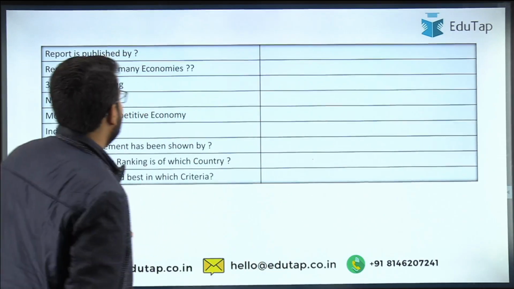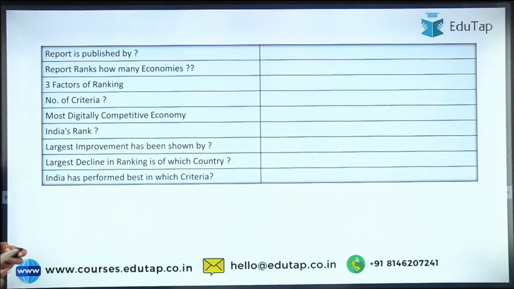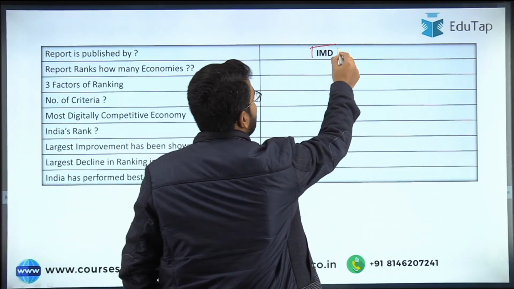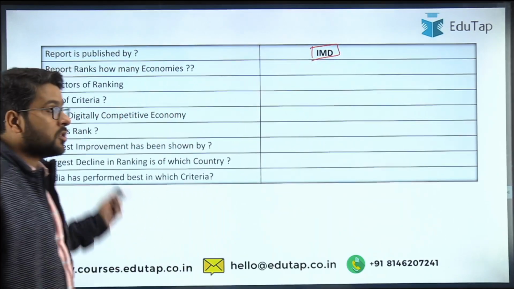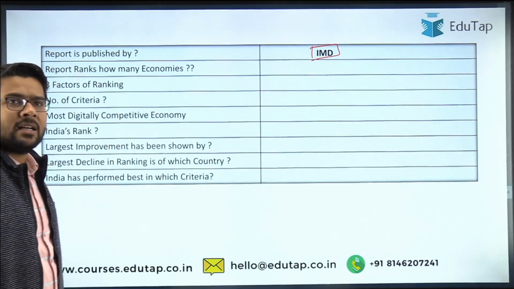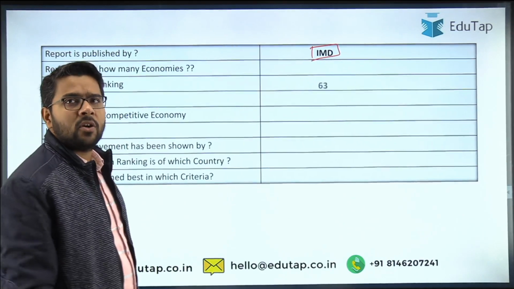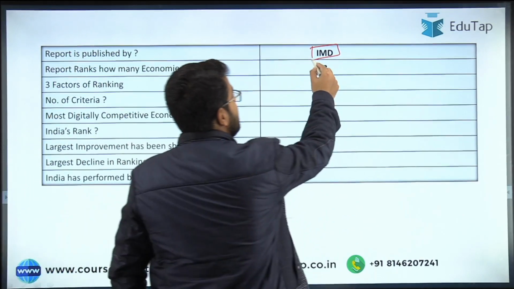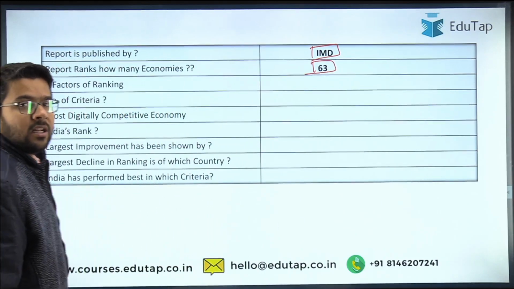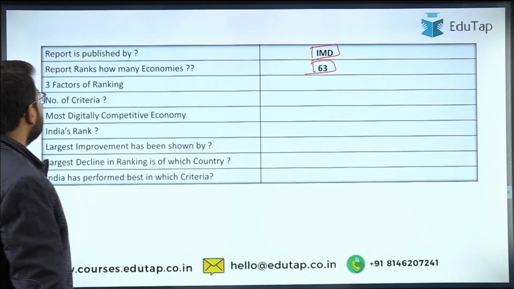First question is, this report is published by which of the following agencies? The answer is IMD, that is Institute of Management Development. Now the second question is, the report ranks how many economies? This kind of question can be asked in phase 1 as well as phase 2 because it was mentioned in the first slide that 63 economies were measured in terms of their digital competitive readiness.